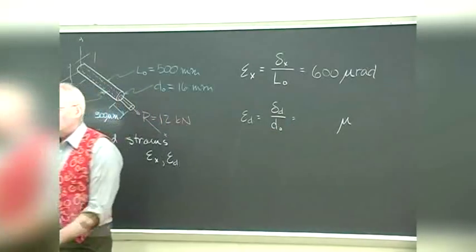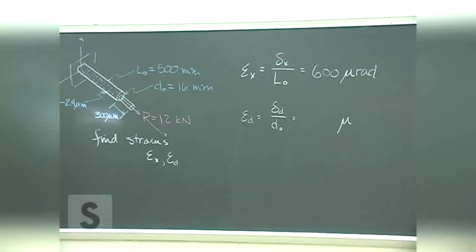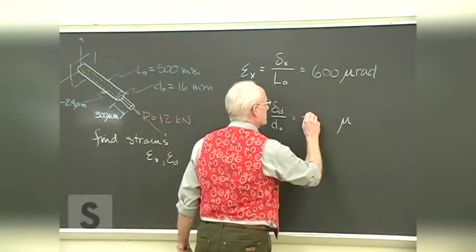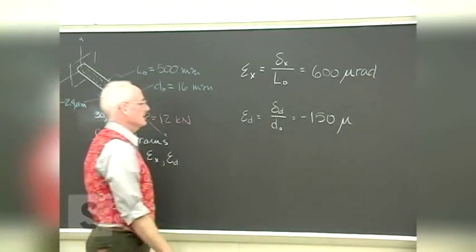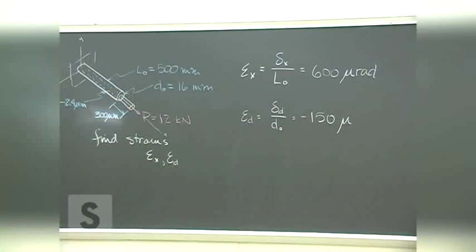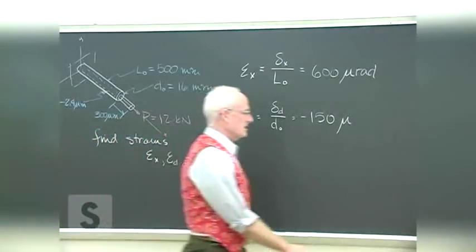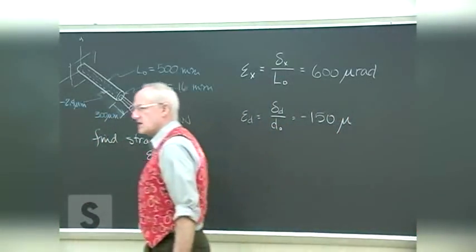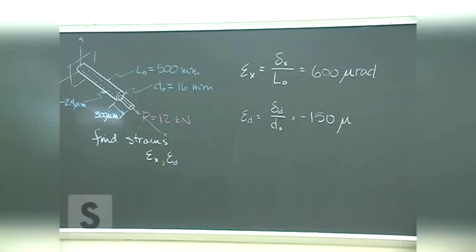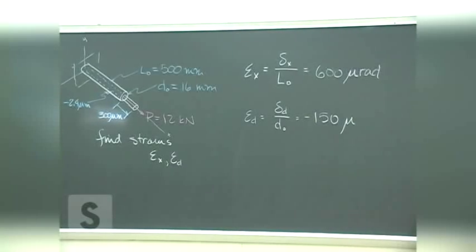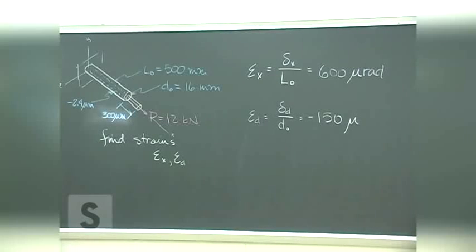What about this one then? -150. What'd you say? -150. Did you squeeze the negative in there at the last minute? Negative, because we have a decrease in the size, and that's reflected in the strain as well. So, fairly simple calculations when you have fairly simple geometries. Some of the problems are just a little bit more complex, but they're mostly more complex in the geometry than in the physics itself. So you just have to be careful.